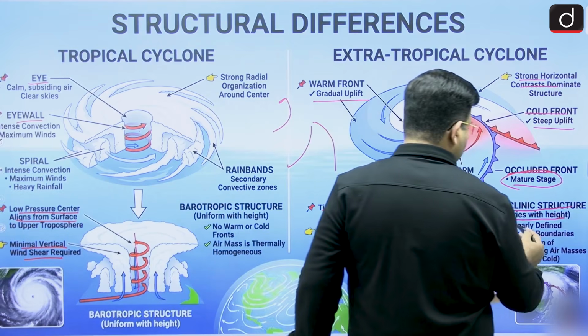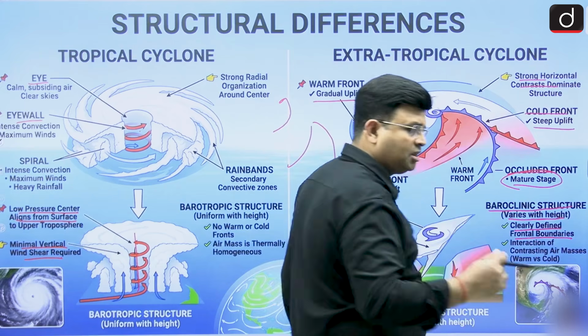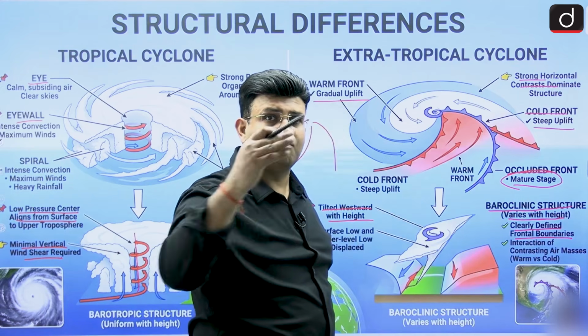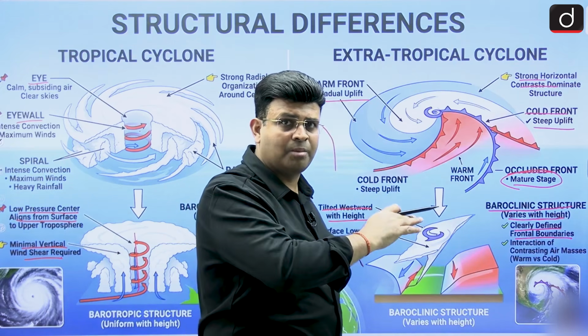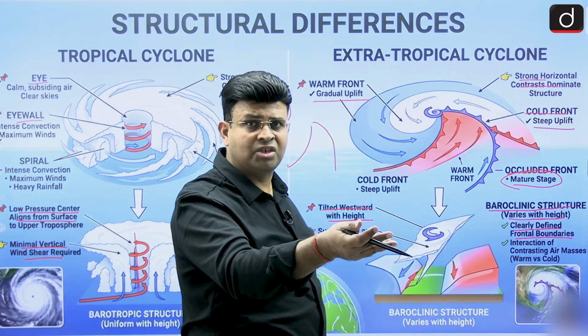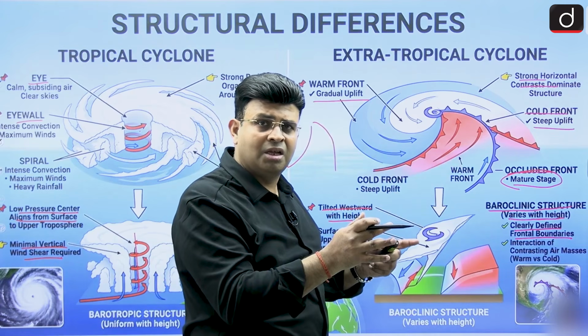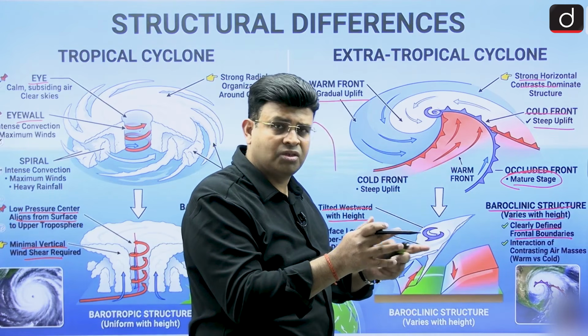If it varies with height, there are clearly defined frontal boundaries. If it is changing, it means somewhere the temperature differs. The cold air mass has a different temperature, the warm air mass has a different temperature, and so a different density. Warm air is expanded, while cold air is denser and contracted.